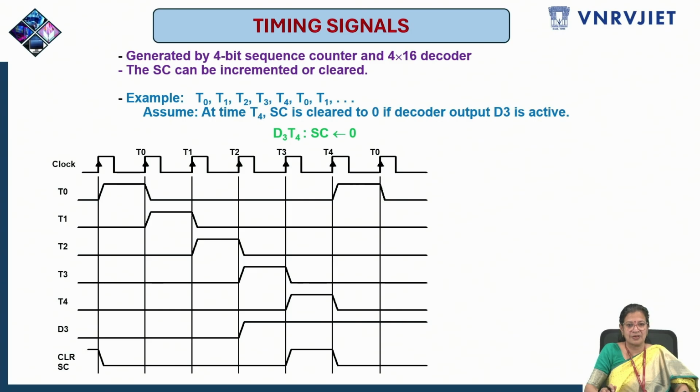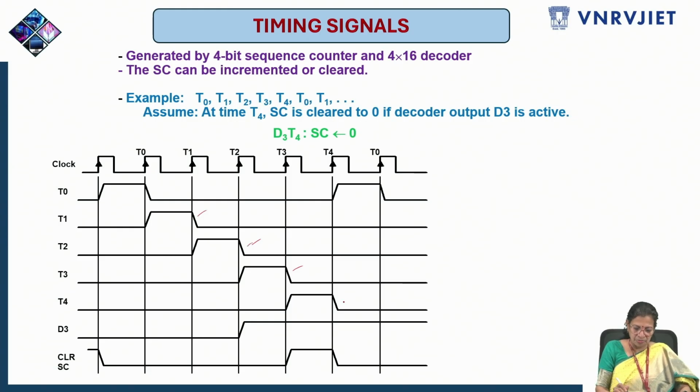So this diagram is nothing but showing the same thing. Clock is a signal which has been given to the sequence counter. For every count, one timing signal, one timing clock will be active. See, T0 will be active only during T0. So for the next clock, T1 will be active. It goes high and again comes back. Similarly, it will be generating T0, T1, T2 and so on.